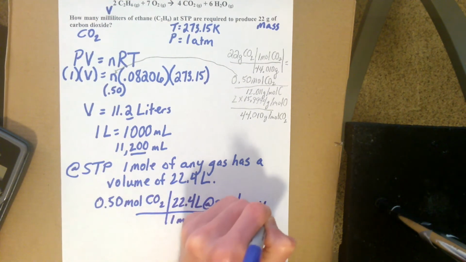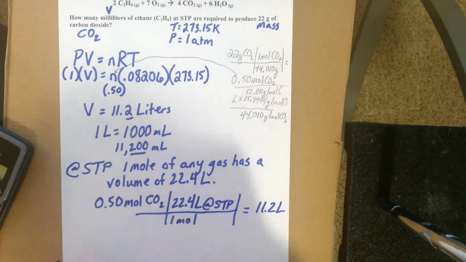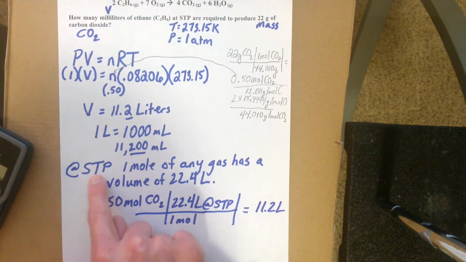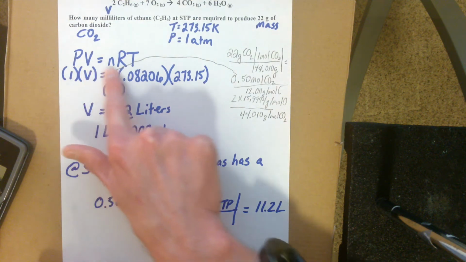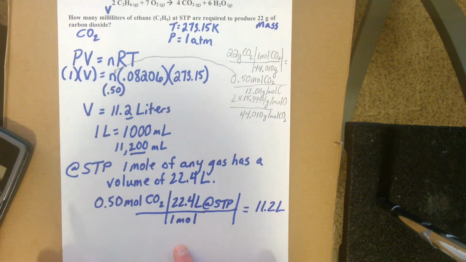and we would have gotten our 11.2 liters. We would have gotten that same value. But this conversion here only works when you're at STP conditions. You can always solve using the ideal gas law, but at STP there's a little bit of a shortcut that you might want to take.